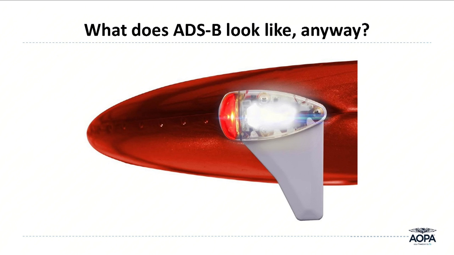So it goes on your wingtip. It replaces the nav light. So that little unit there has a UAT transceiver, has a GPS position source, a position light, an LED strobe light, and also its own encoding altimeter. So it's got a lot of things crammed into that little box.